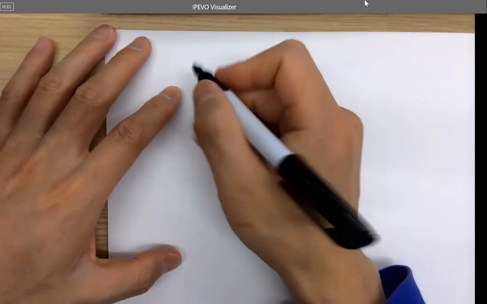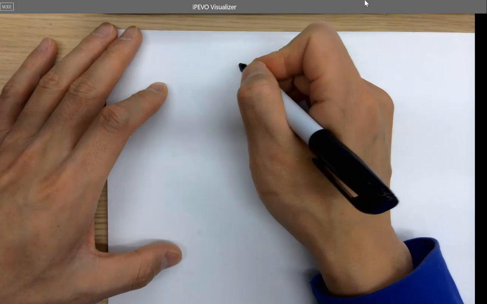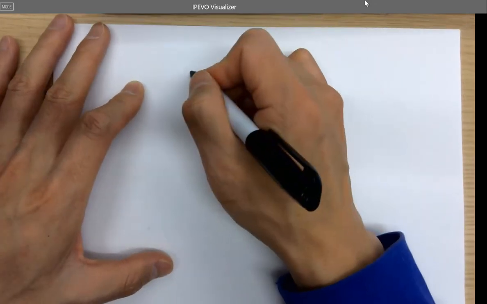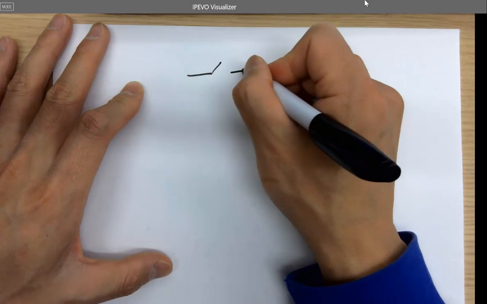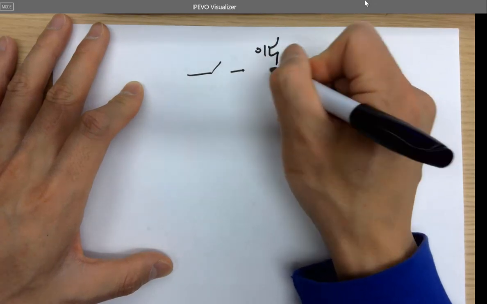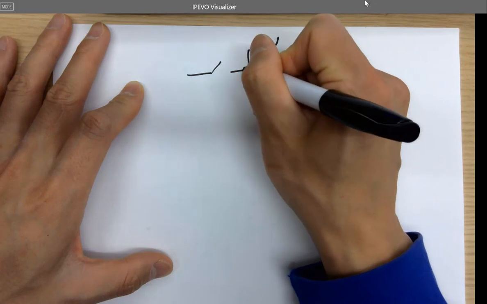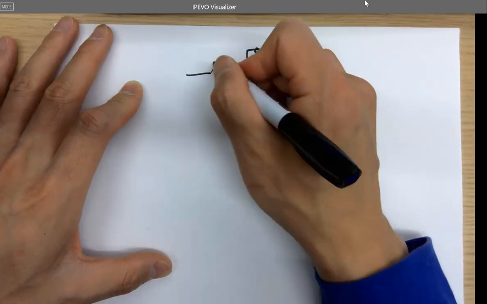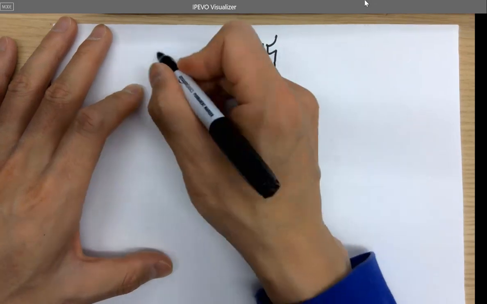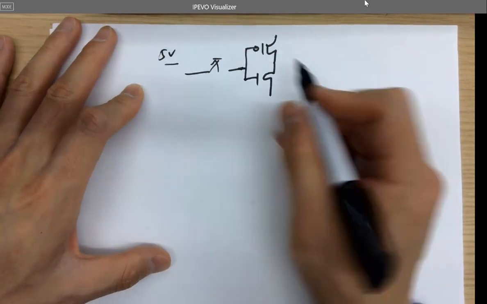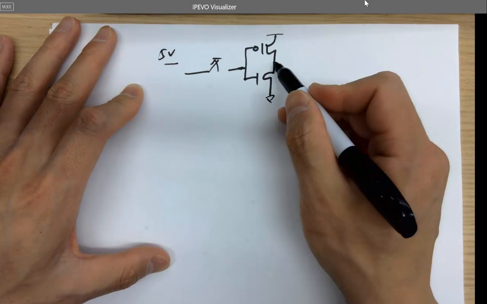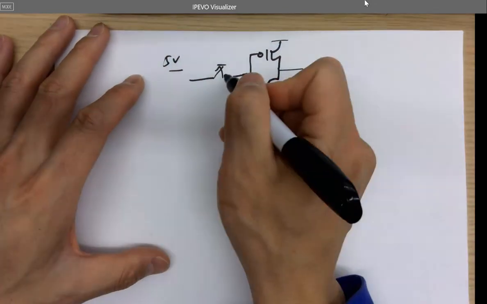Okay, now let's look at the clocked circuits. Before we do that, we should look at the latch first. So at the beginning of the lecture, we talked about the latch. So if you have 5 volts, for example, at the very beginning, when the switch is closed, it's just one simple inverter.